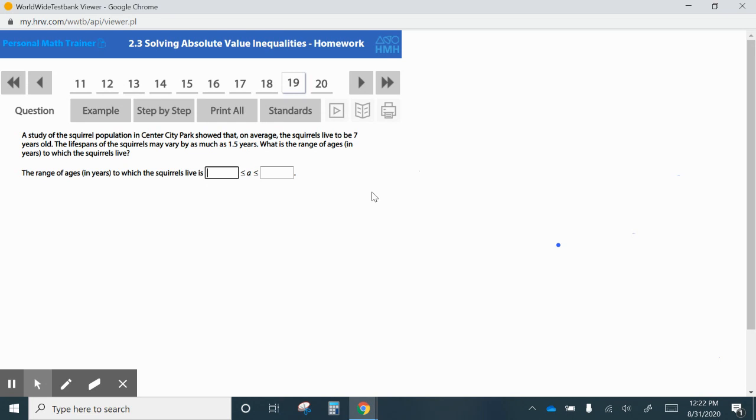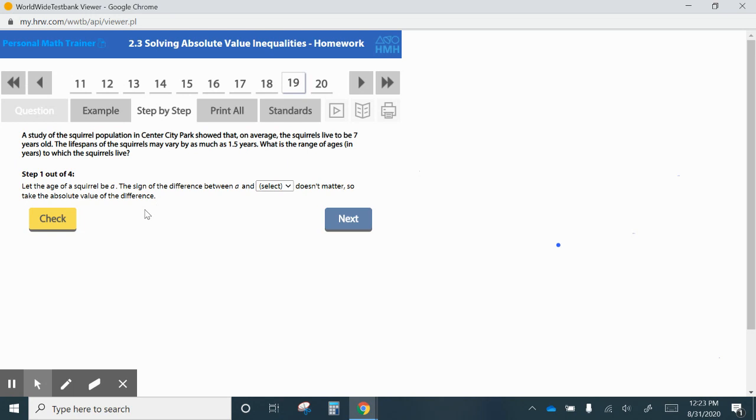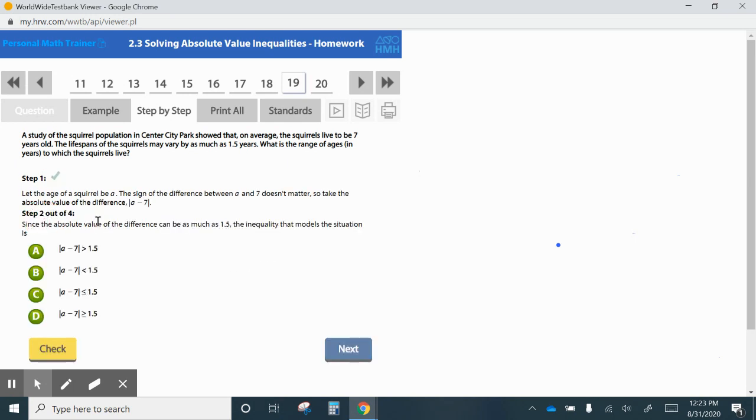Okay. A study of the squirrel population in Central Park City showed that on average, a squirrel lived to be 7 years old. The lifespan of a squirrel may vary as much as 1.5 years. What is the range in years to which the squirrel lives? So again, let's do step by step. Let the age of the squirrel be A. The sign of the difference between A and 7 does not matter. So take the absolute value of the difference.